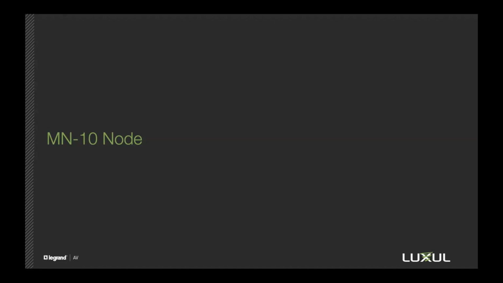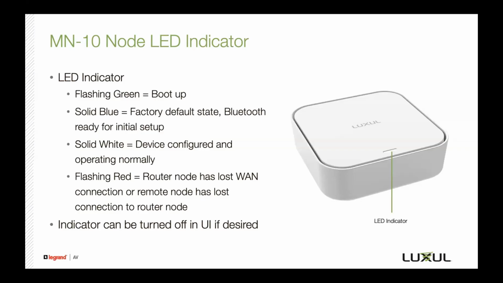So let's go into the product itself. And if something comes up, we'll tackle it at that point. The product is actually physically very simple. It's got an LED indicator on the front, and there are a couple of things that you want to watch out for and notice, as this indicates what the node is doing. The first one is that if it's flashing green, that means it's booting up. If it's solid blue, that indicates two things. Number one, that it's factory defaulted and ready to be set up.